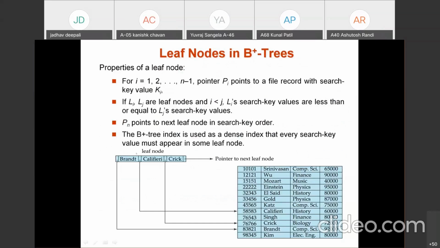Now, one property of the leaf node in a B plus tree is that the B plus tree index is used as a dense index. Dense means every search key value must appear in some leaf node. So if there are these search key values, such as names, then each and every search key appears in one of the leaf nodes according to their alphabetical order.